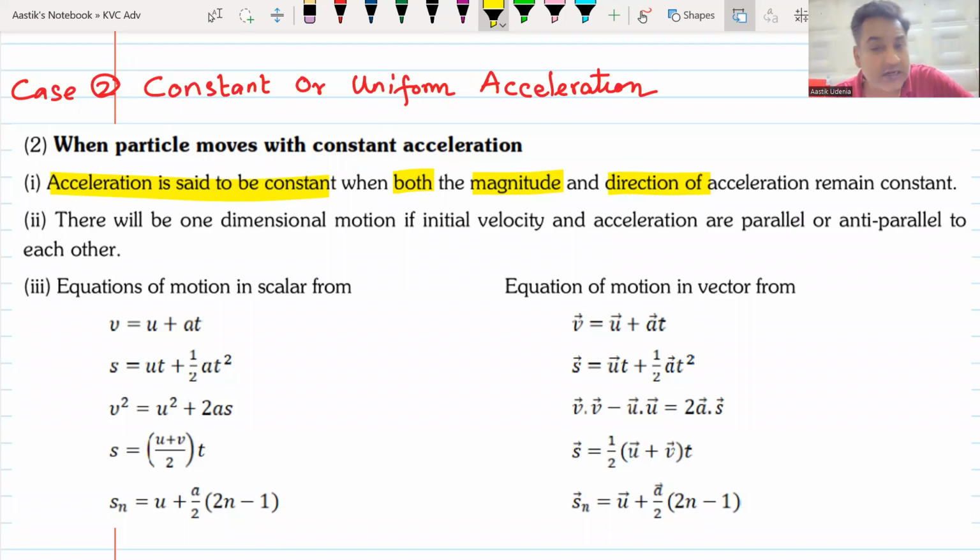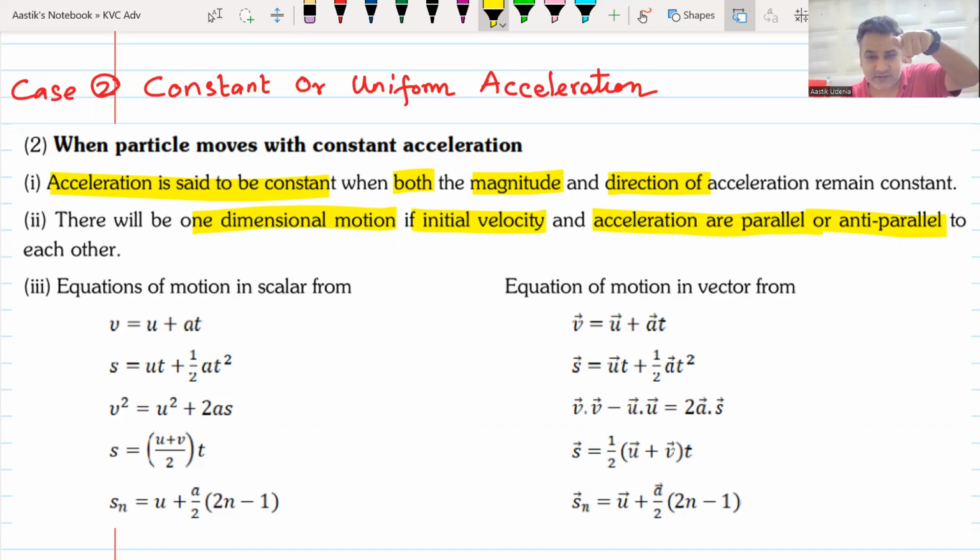Well done. Most of the times we get a question: if the acceleration is constant, is the motion going to be a straight line? I've told you it can be a straight line, it can be different. When you throw the particle at an angle, the equation is a parabola, the motion is not in a straight line. When will the motion be in a straight line? The motion will only be straight line or one dimensional if the initial velocity and acceleration are either parallel or anti-parallel.